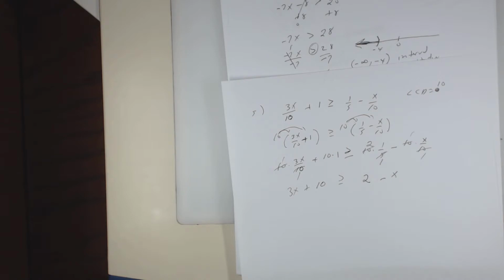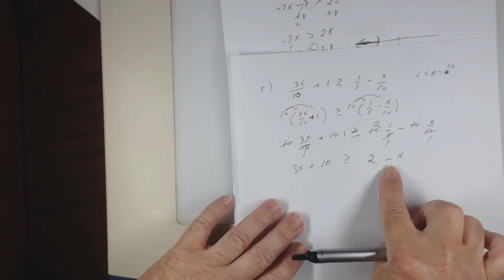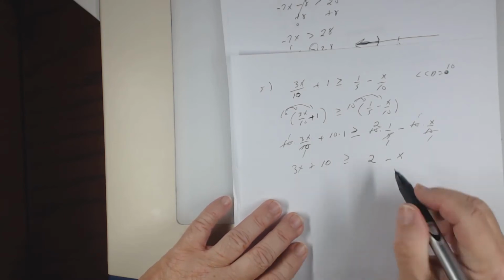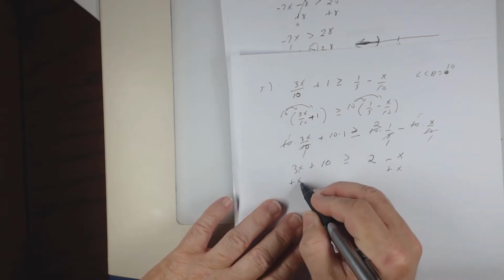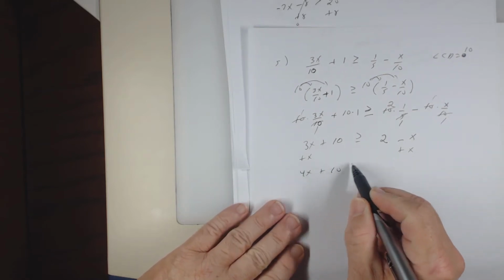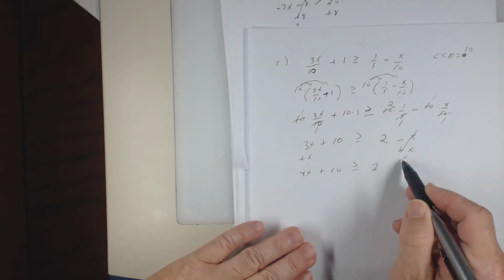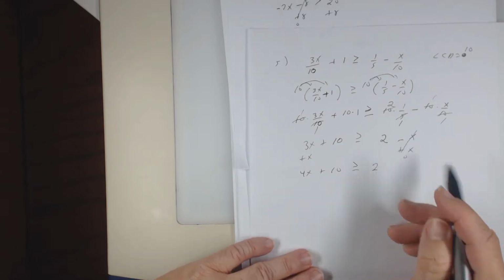What's the next step? Separate your variables. Yeah, so bring the variables one side, constant to the other. So let's bring the variables to the left. So what I'm going to do to this? Add x. So 3x plus x plus 10 greater than or equal to. Combine like terms. What are you left with? 2. So that's 0 here. So 2 plus 0 is 2.